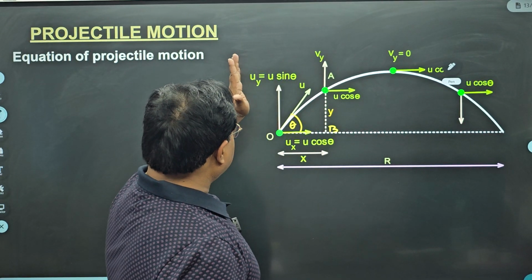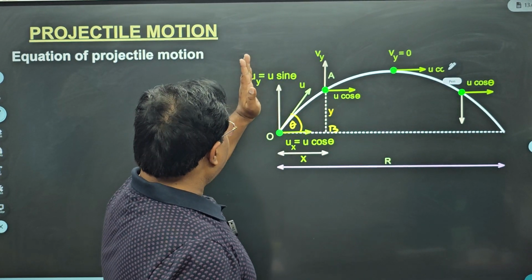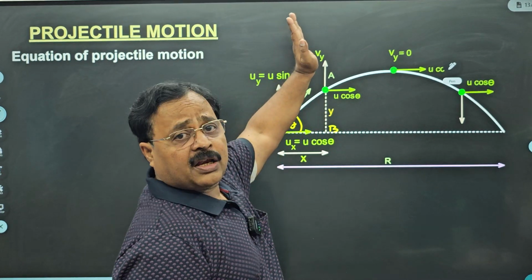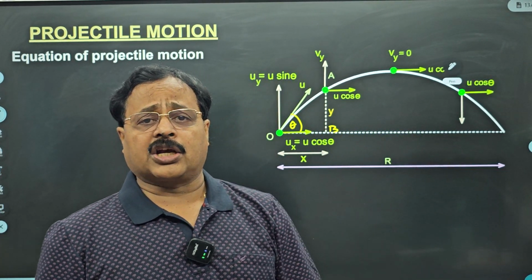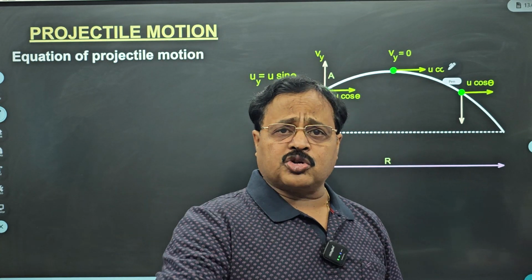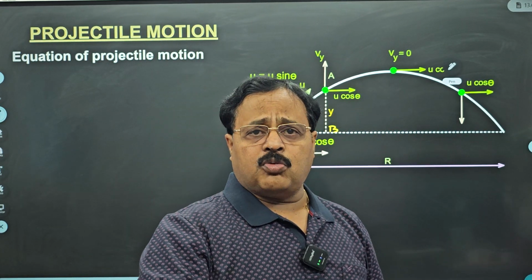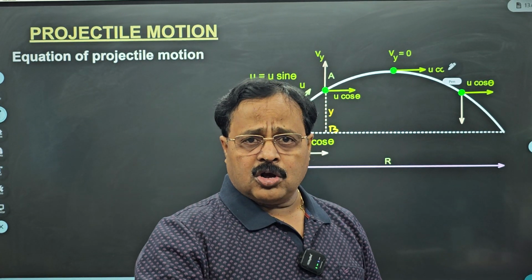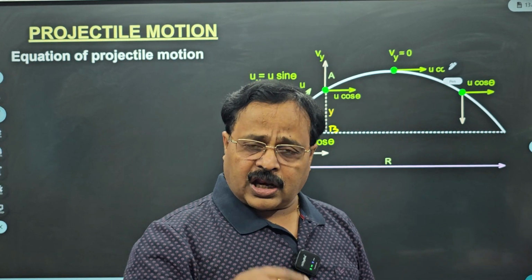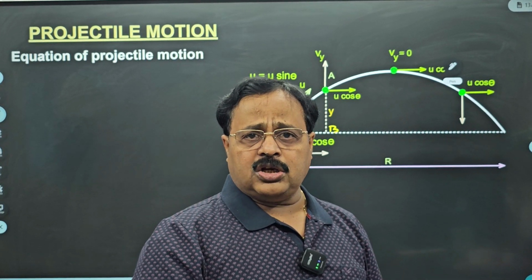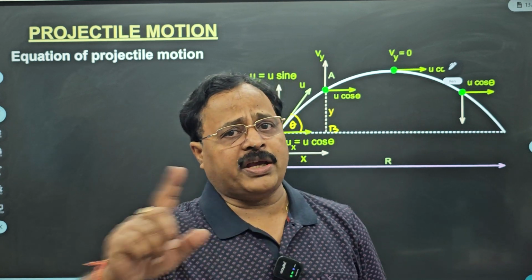And what does the vertical velocity do? The vertical velocity takes the body in the vertical direction, and the horizontal velocity moves the body in the horizontal direction. Therefore, it is a two-dimensional motion, or motion in a plane. So we will have two variables, y and x, and we have to derive the equation of projectile motion containing the variables y and x.